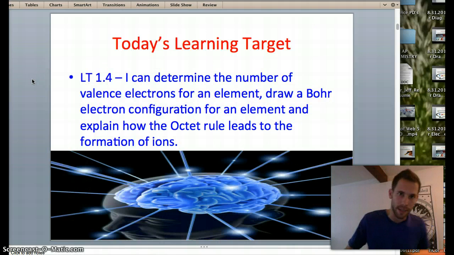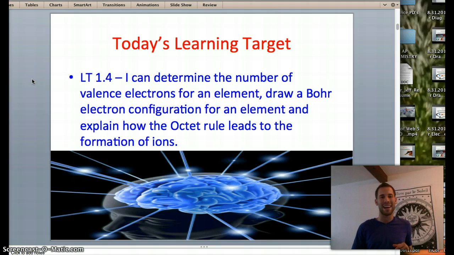Today's learning target is learning target 1.4. I can determine the number of valence electrons for an element, draw a Bohr electron configuration for an element, and explain how the octet rule leads to the formation of ions. These are three somewhat difficult skills, so I want to go over them in as much detail as is necessary.